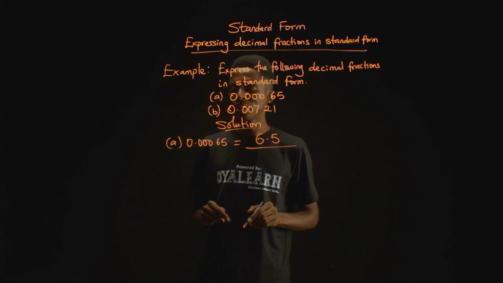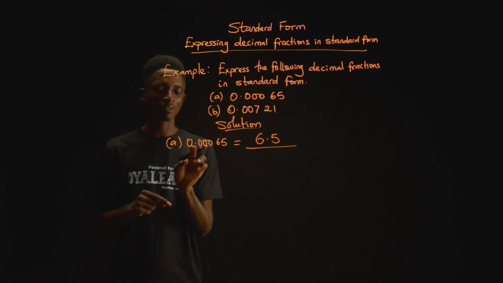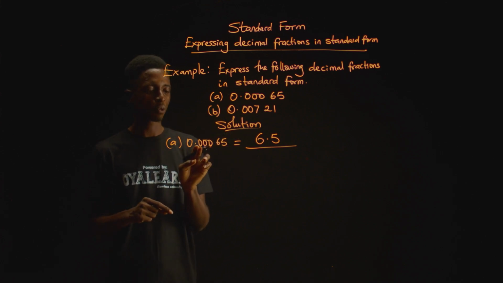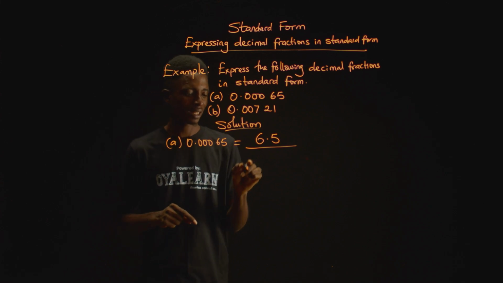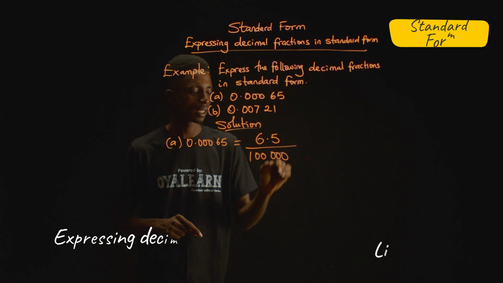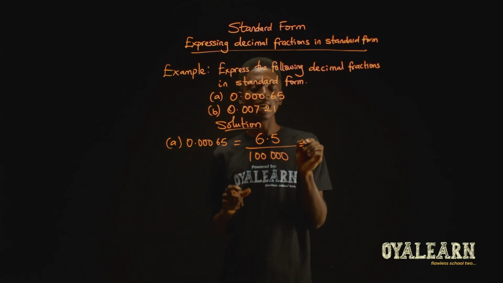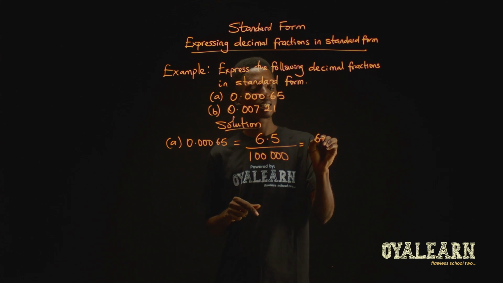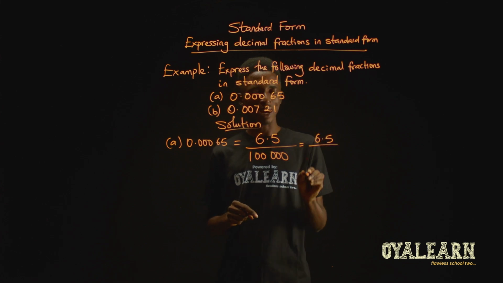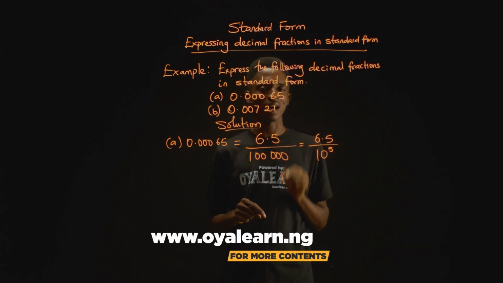And then this will be divided by, now we count the number of digits that come after the decimal point. We have 1, 2, 3, 4, 5. That is, we have 1 and then 5 zeros, giving us 100,000. This can then be expressed as 6.5 divided by 10 to the power of 5.